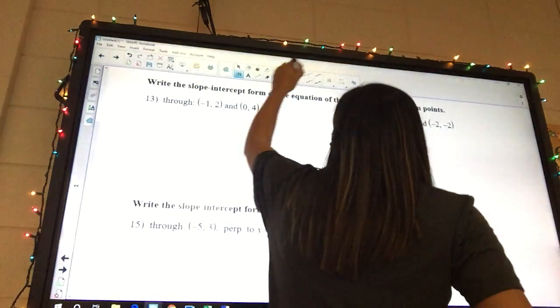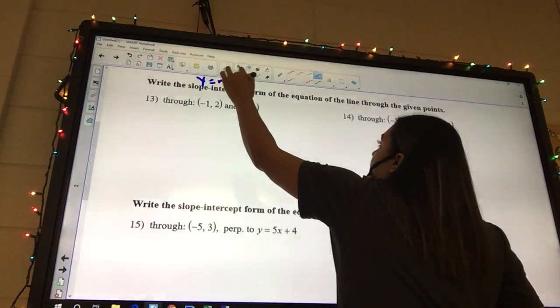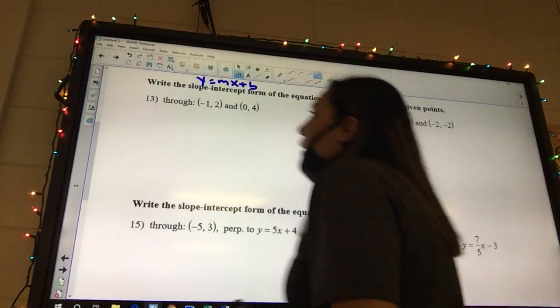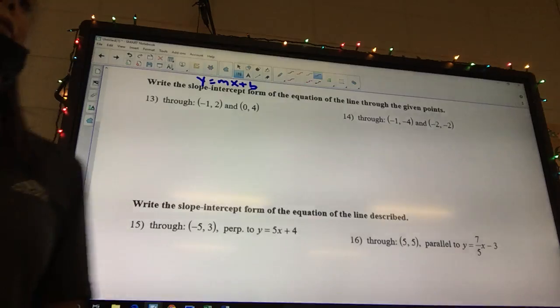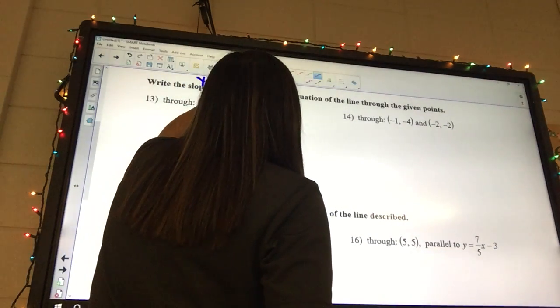Okay, this one says write the slope-intercept form. So that's y equals mx plus b. Okay, we have 2 points. What formula am I going to use? We could label these x1, y1, x2, y2.